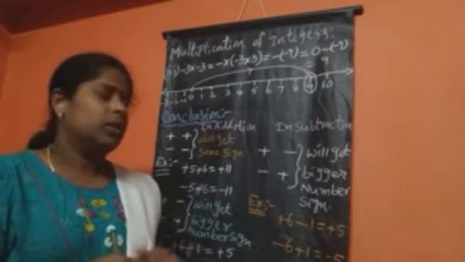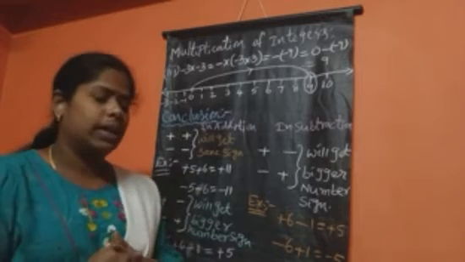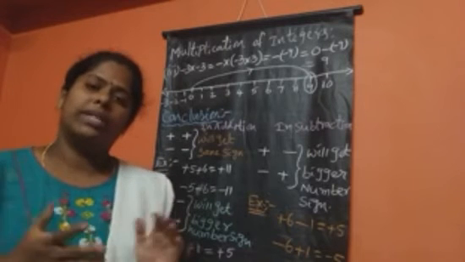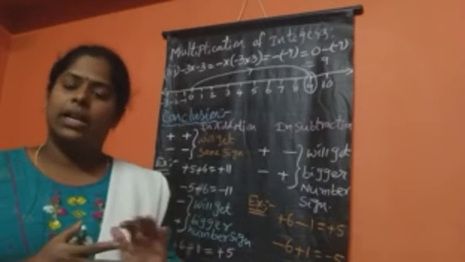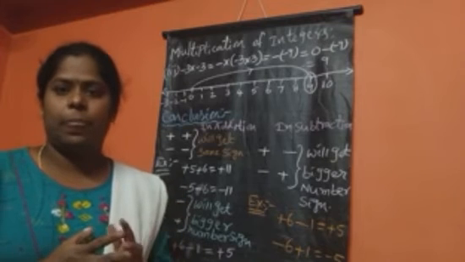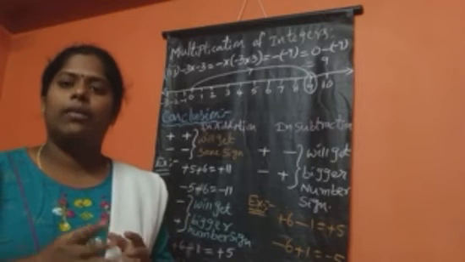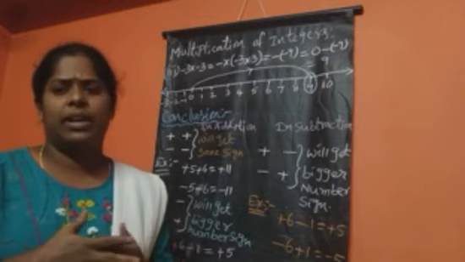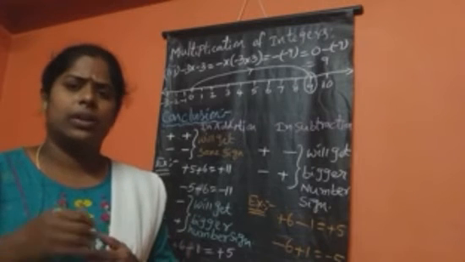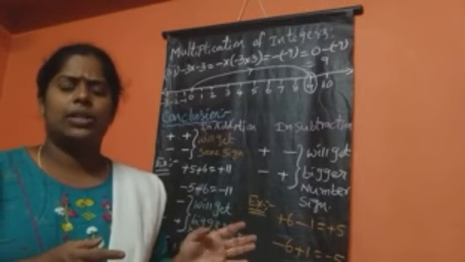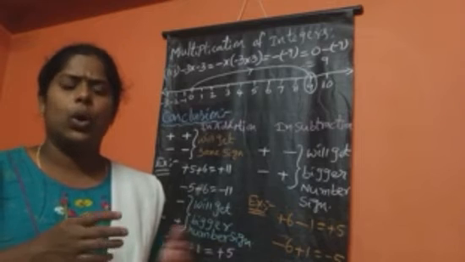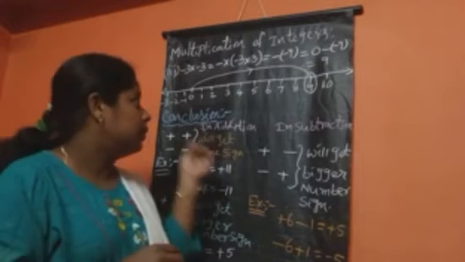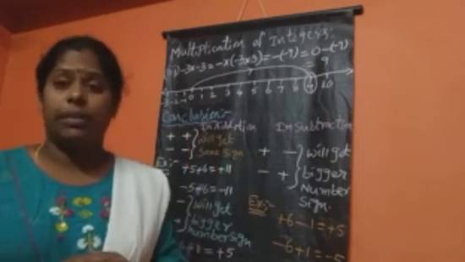Okay, so here we have to clearly observe: when two numbers have both the same signs, we will get that sign only after addition. Then in addition only, when two numbers have opposite signs, we will get the bigger number's sign for the answer. In subtraction also we will get the bigger number's sign. So let's know about multiplication.